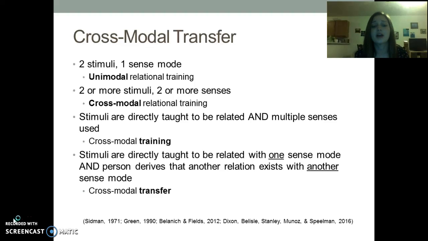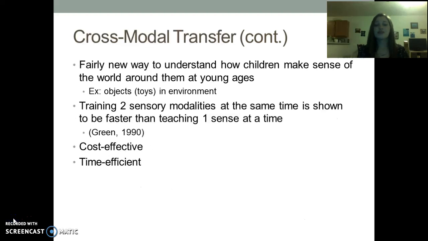However, when stimuli are directly taught to be related with one sense mode, and the person has to derive that another relation exists with another sense mode, this is referred to as cross-modal transfer, which is what I utilized in my study. Cross-modal is a very interesting idea. It's a fairly new way to understand how children make sense of the world around them at very young ages.